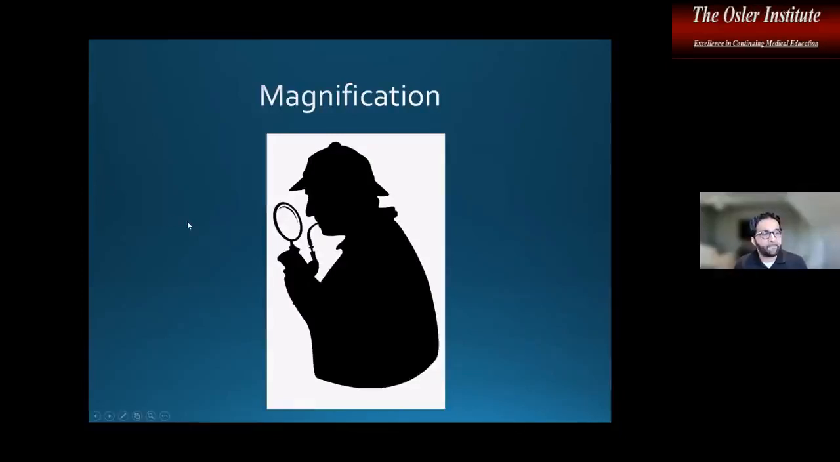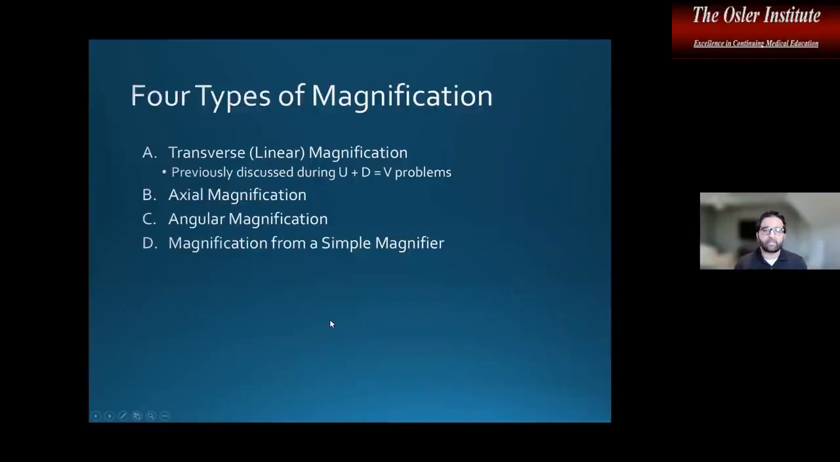All right, let's talk a little bit about magnification and telescopes in the time that we have left before lunch. So magnification. Well, we previously talked about linear magnification, aka transverse magnification, which is during the U plus D equals V problems. Now there's also axial magnification, angular magnification, and magnification from a simple magnifier. So three other types of magnification that we have to talk about.